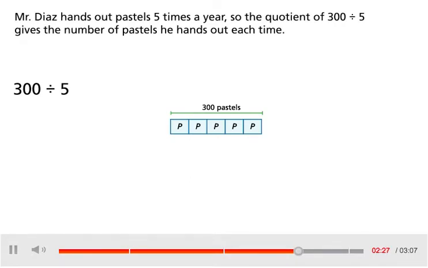Mr. Diaz hands out pastels 5 times a year, so the quotient of 300 divided by 5 gives the number of pastels he hands out each time.